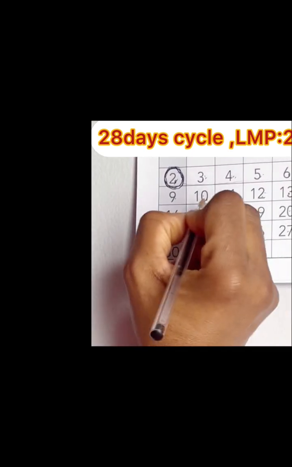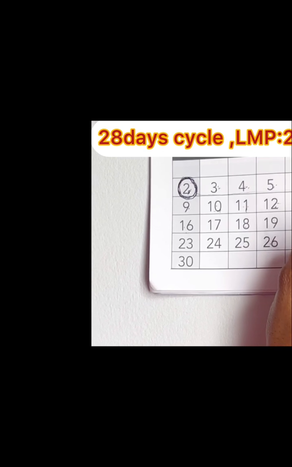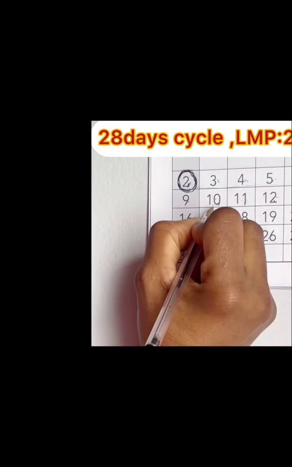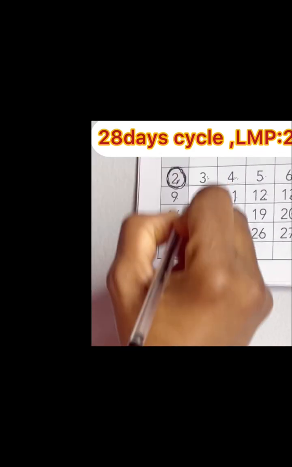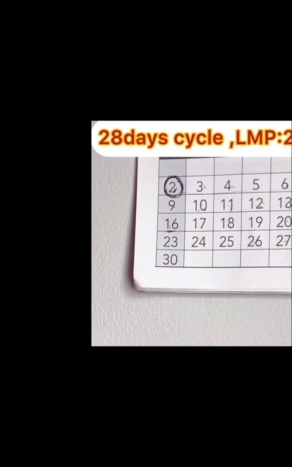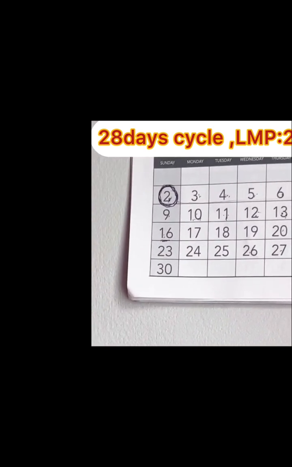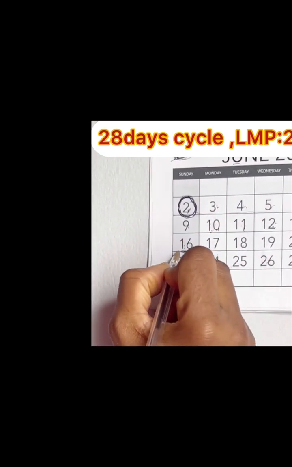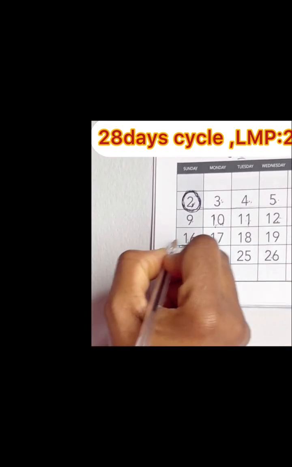Now let's calculate it out. 1, 2, 3, 4, 5 before your ovulation date, then a day after. So from 10th to 16th of June, you have to stay away from sex if you want to prevent pregnancy, because it's assumed that you are fertile from 10th of June to 16th of June. This is called your fertile window, from 10th to 16th.